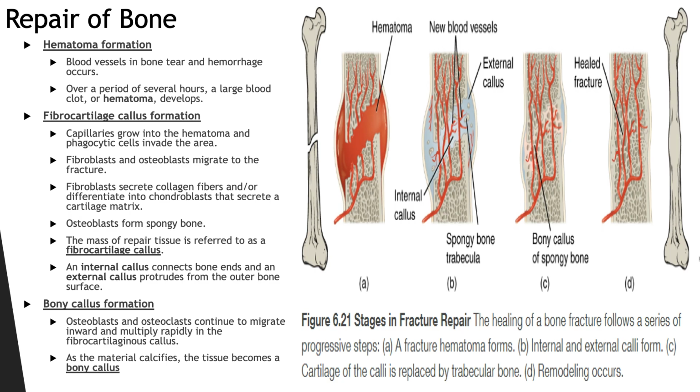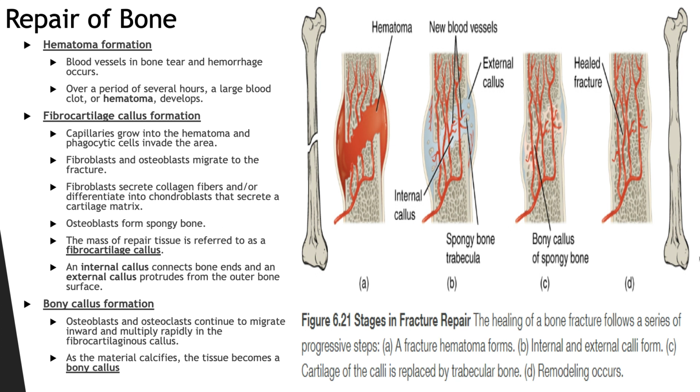All right, and when a bone is broken, it inevitably needs to be repaired, and that occurs in this kind of process. So when a bone breaks, the first step is going to be hematoma formation, and that's when blood vessels in the bone tear and a hemorrhage occurs. And then over a period of several hours, a large blood clot or a hematoma develops.